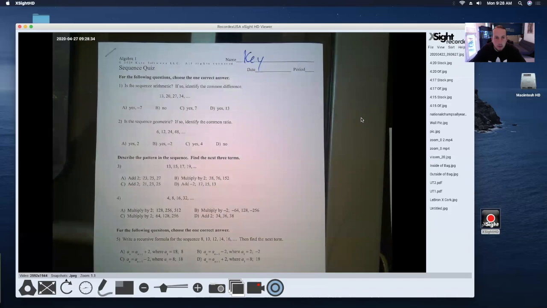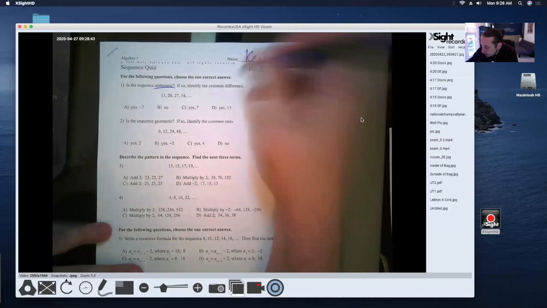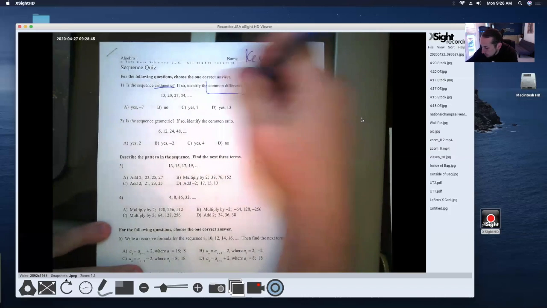So this will be our key to our quiz. I'm going to work through the problems so you can see where you made your mistakes. On number 1, it asks, is the sequence arithmetic? Remember, arithmetic has to have a common difference.